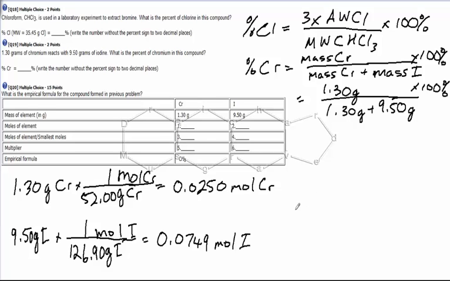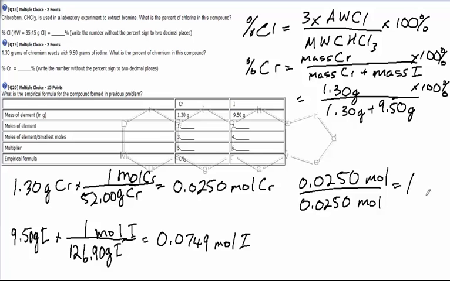Alright, so the next thing we want to do is take the one that's smaller and divide it through the larger one. And well, here's what we're going to get. We're going to get 0.0250 moles divided by 0.0250 moles. That's going to be 1, and that's for the chromium.